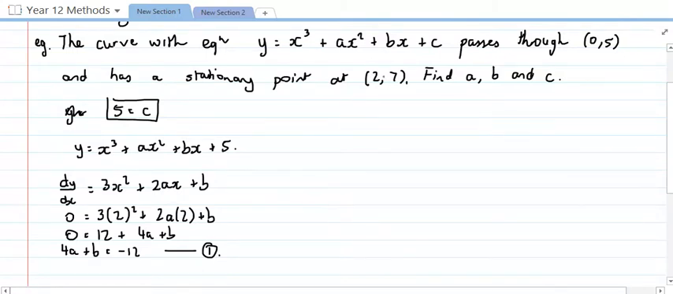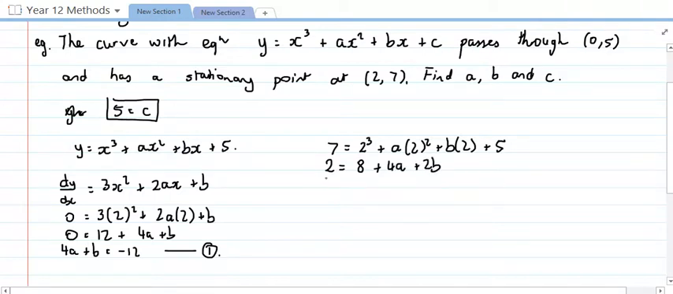Now, I'm also going to use the point 2, 7 because I know that that is a point on this curve, so I can just sub those two values in as well. Okay, so 7 equals 2 cubed plus a times 2 squared plus b times 2 plus c, which was 5. I'm going to just take away the 5 right away, so make things a little bit easier later on. 2 equals 8 plus 4a plus 2b. Now I'm going to take away the 8 now, so negative 6 equals 4a plus 2b. And I'm going to call that equation 2.